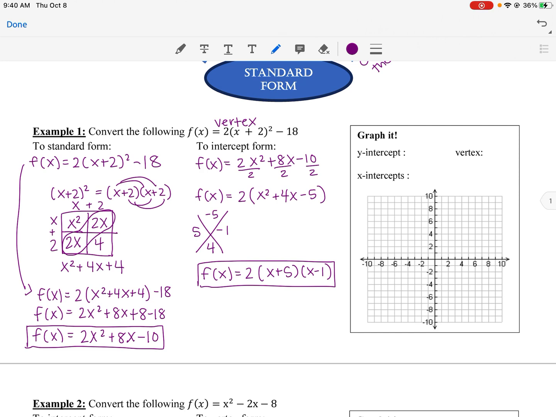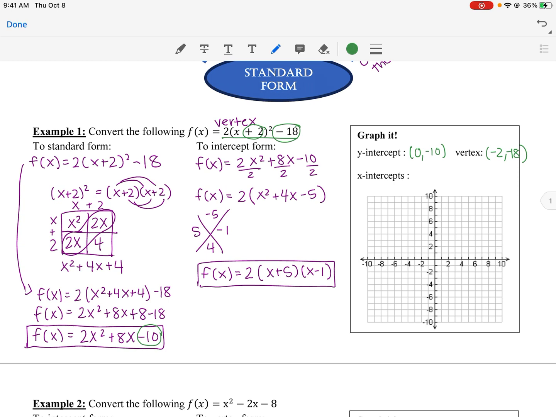Okay, let's look at each of these and decide those key points. So this first one tells us your vertex. We've got the opposite of a positive 2, so it's going to be a negative 2, and we've got the y value of negative 18. Standard form, which is the one down here on the left, tells you your y-intercept, which is negative 10, so (0, negative 10).